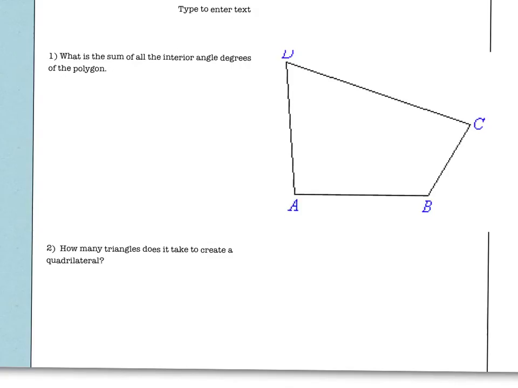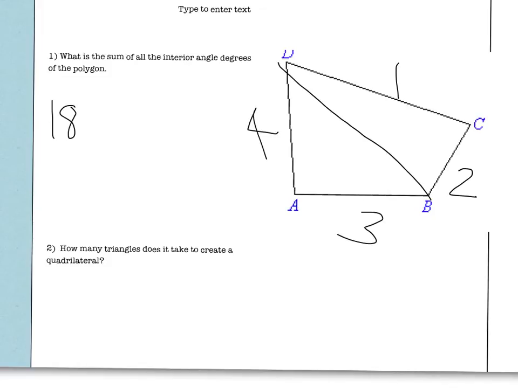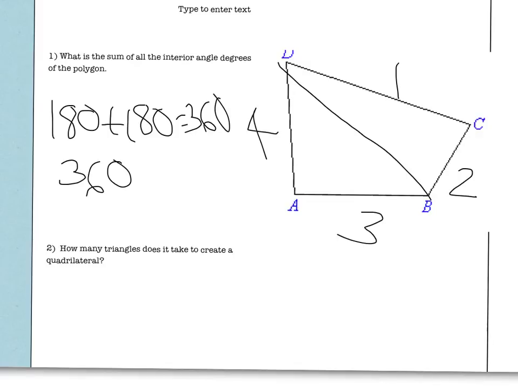Example problem 1. What is the sum of all the interior angle degrees of the polygon to the side? Well, we're looking at it, and I count that it has 1, 2, 3, 4 sides. So I know it's a quadrilateral, and I can also draw 2 triangles. So I know 180 plus 180 is equal to 360. Or I could just look at it and know that it's a quadrilateral, so I know it's 360. That's pretty easy. 360 is your answer.